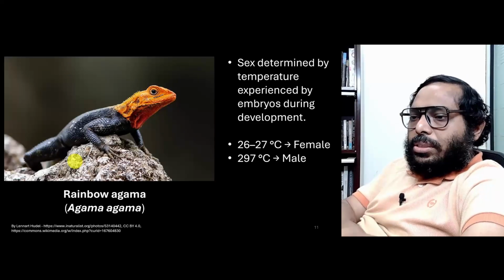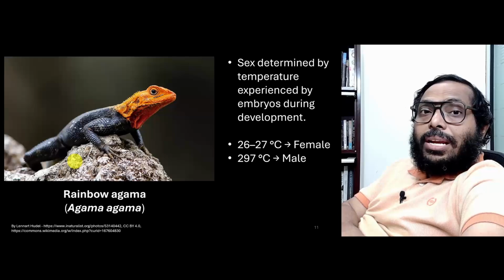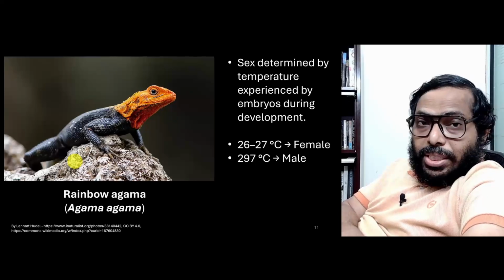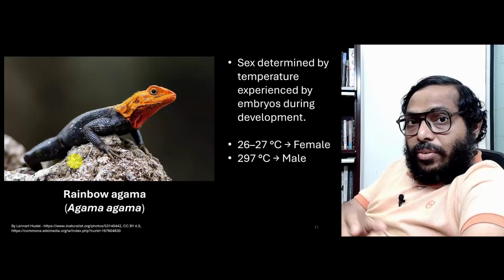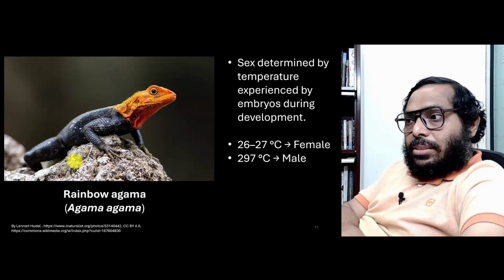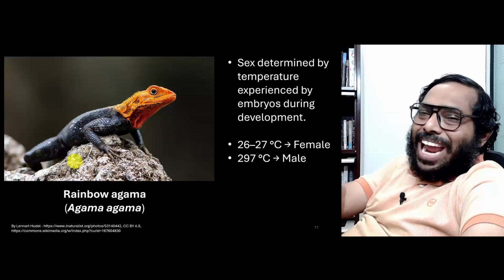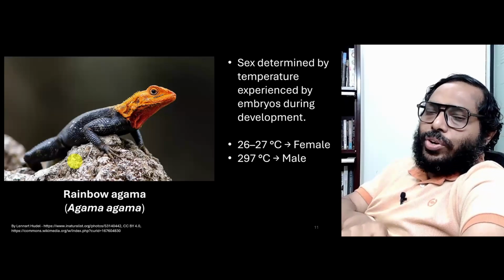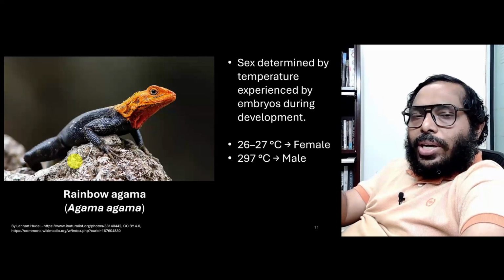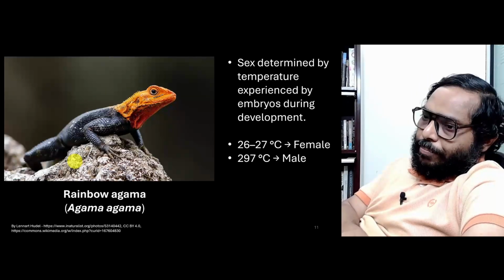And then of course, you have guys like this. This is the famous rainbow agama. In this particular case, the sex is determined entirely by the temperature that the embryos experience during development. If it is slightly colder, 26 to 27 degrees Celsius, then it will develop to be a female. If it is higher, 29 degrees Celsius, actually that is a typo over there, so if it is around 29 degrees Celsius or slightly higher, then this will develop as a male.